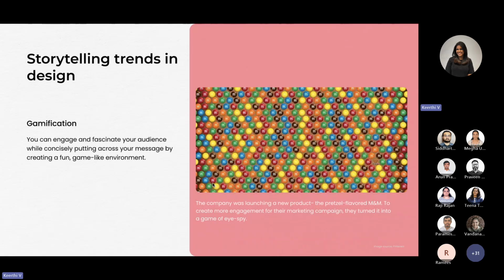They created a game called I Spy. They hid the new flavor in their M&M image, and the user was supposed to find it. That way, they were able to be more interactive, engage the user, and bring some fun into the life of the user.